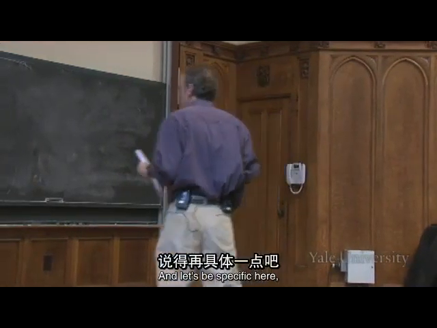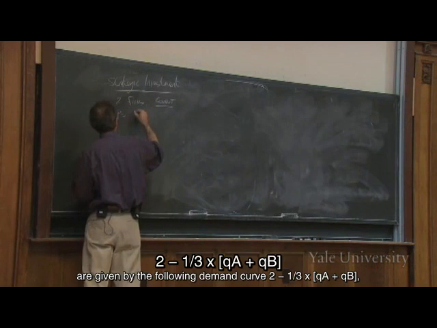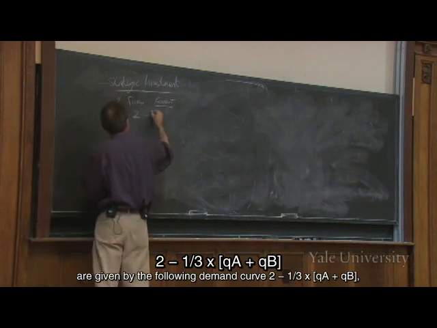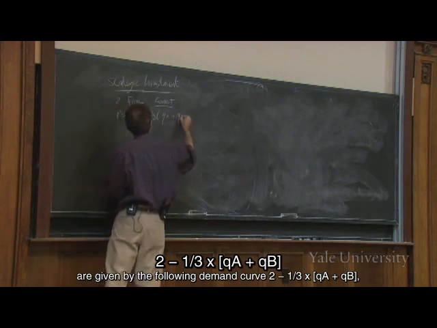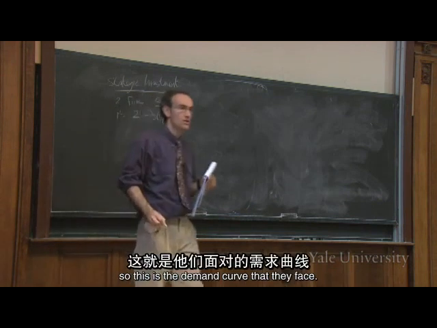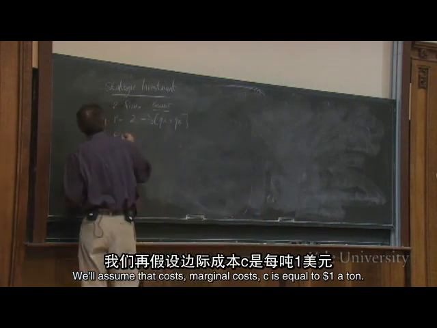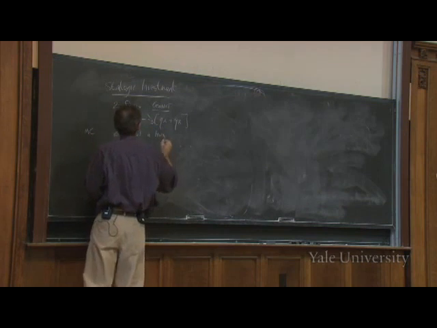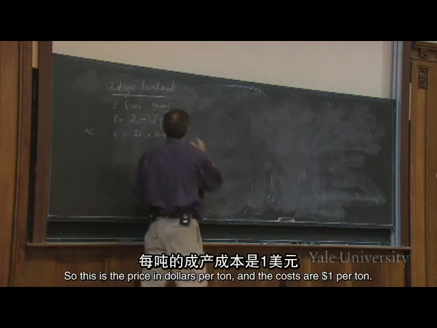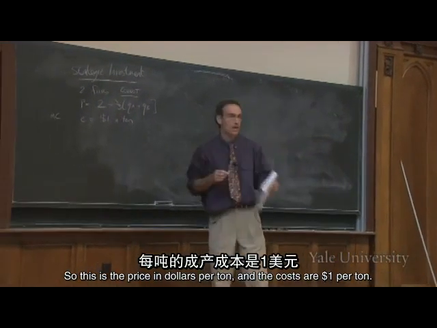All right? And let's be specific here. Let's assume that the prices in this market are given by the following demand curve: 2 minus 1/3 times (QA plus QB). All right, so this is the demand curve that they face. And we'll assume that marginal costs, C, are equal to $1 a ton. So this is the price in dollars per ton, and the costs are $1 per ton.